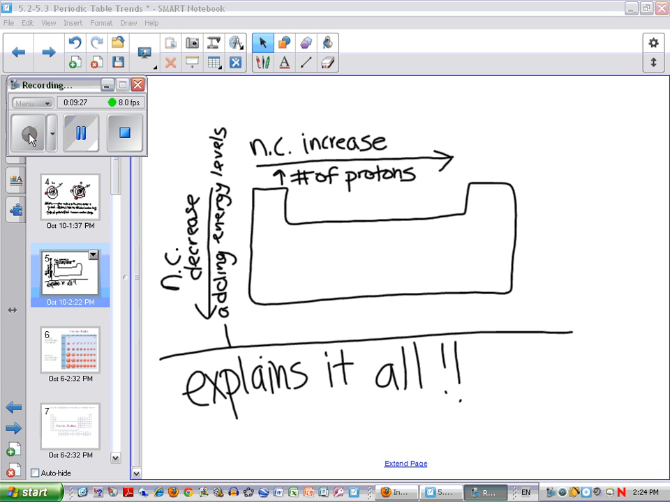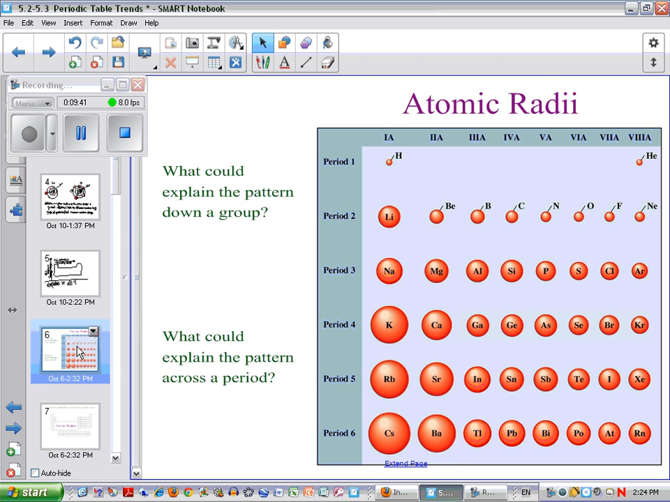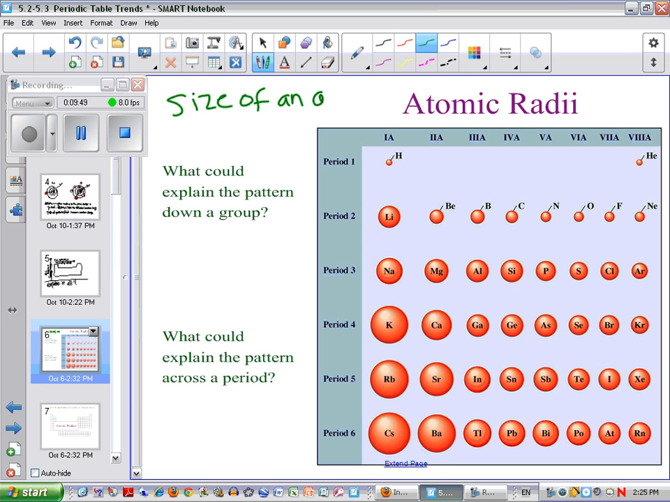So now that we have a little bit of an understanding of nuclear charge or nuclear pull, how the protons pull on the electrons, let's start looking at some of these trends, some of these patterns that are in the periodic table. The first one, which I think is probably the most basic, but probably not what you expected, is atomic radii. Now, atomic radii is simply the size of an atom. So your radii is half of the distance of the atom.